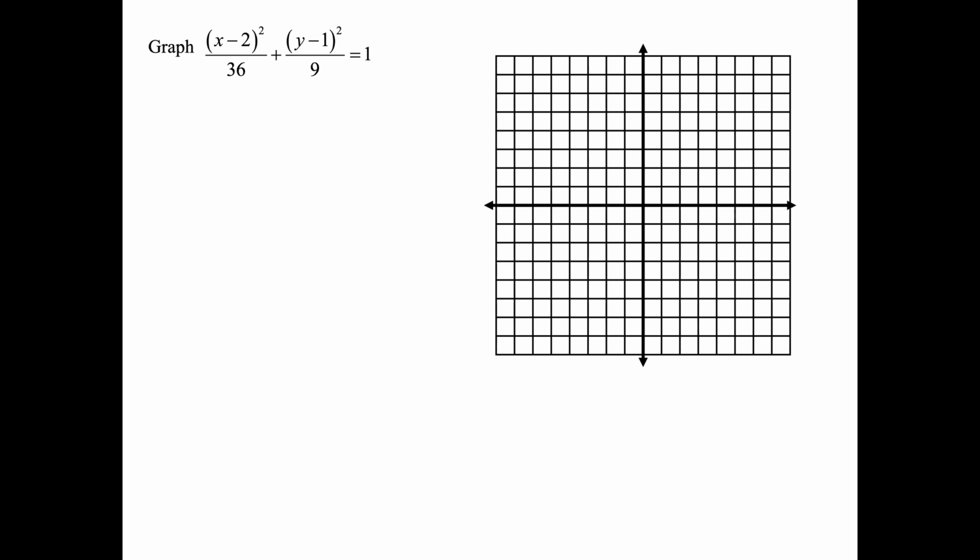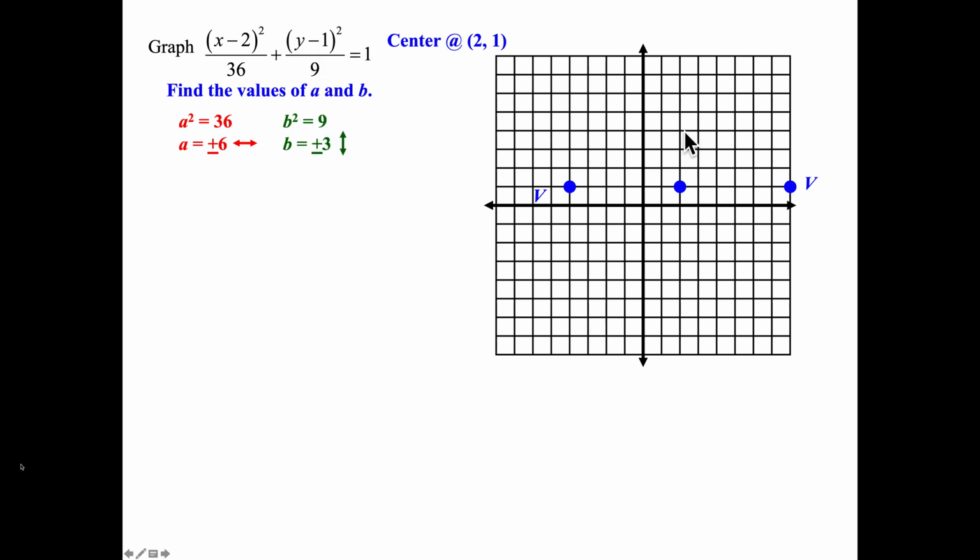So let's look now. Here you can see we have a new center. So find the x, change the sign. Find the y, change the sign. We are at 2, 1 for the center. 2 to the right, up 1, plot your center. The largest number, 36, is underneath your x, so that means we're going to count left and right 6. 1, 2, 3, 4, 5, 6, plotting that point, and 6 to the left. The smaller 9 is underneath the y, so we're counting up and down 3. Those are your co-vertices. Then draw in your ellipse.